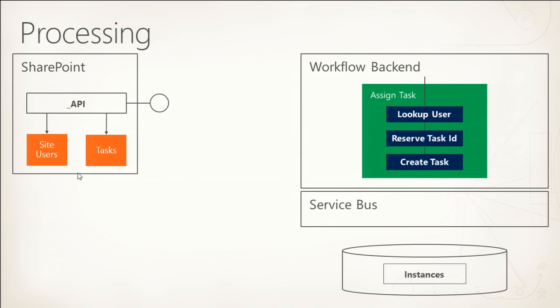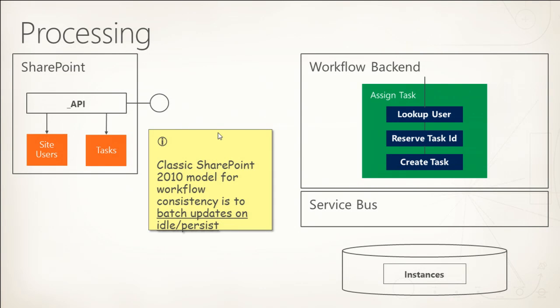in a server deployment. So in this case, this is the part of the workflow that was creating a task. We have our site users, and then we have our tasks, and we have our API in SharePoint. So let's see what happens when the workflow is running and it wants to create a task. The first thing it's going to do, over here on the right, is look up a user, and then we're going to go ahead and do some things to create the task item.